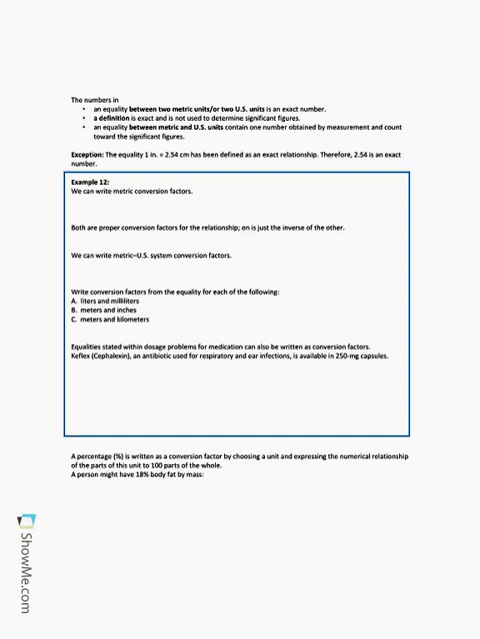There is one exception to this rule. The exception is between inches and centimeters. The equality 1 inch equals 2.54 centimeters has been defined as an exact relationship. Therefore, the 2.54 is an exact number and does not count towards your significant figures. So if we were to write our metric conversion factors, we would say 2.54 centimeters over 1 inch, or 1 inch over 2.54 centimeters. Both of these are proper conversion factors for the relationship. One is just the inverse of the other.